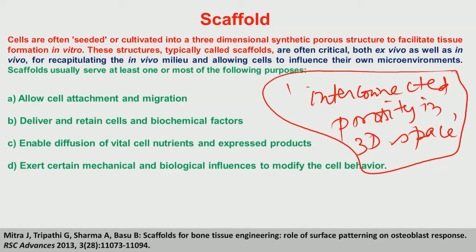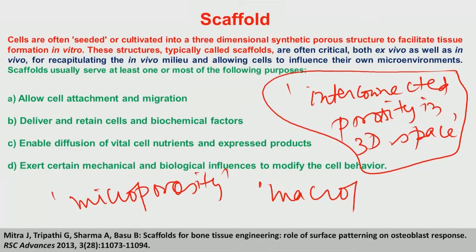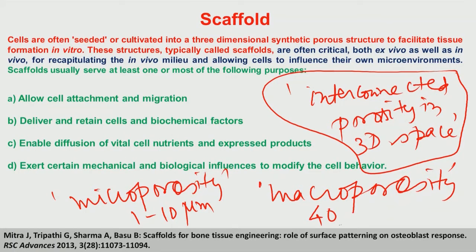So, there are two types of things that I have mentioned in this scaffold definition. One is micro porosity and one is macro porosity. Micro porosity is like 1 to 10 micron and macro porosity is like more than 40 to 100 micron. There is no distinct demarcation in terms of the length scale of the porosity, but it is quite widely accepted in the biomaterials literature that micro porosity is like 1 to 10 micron and macro porosity is like more than 40 micron, 100 micron and so on.